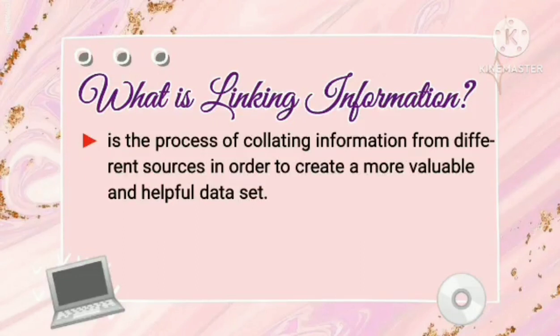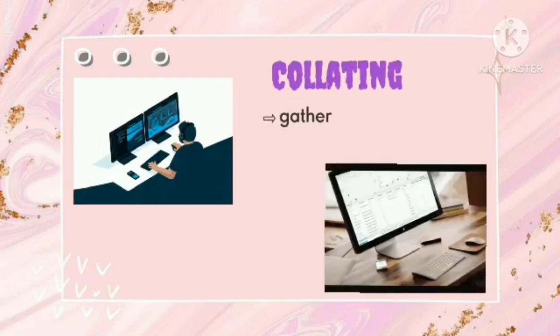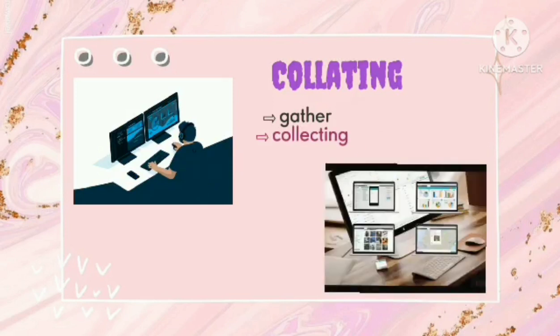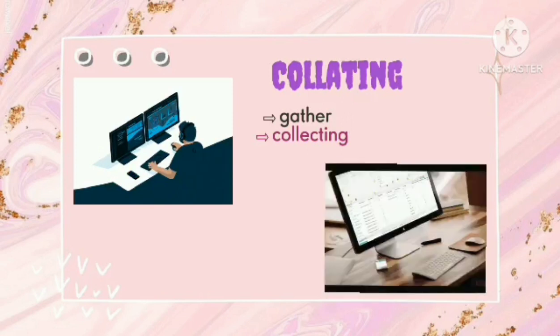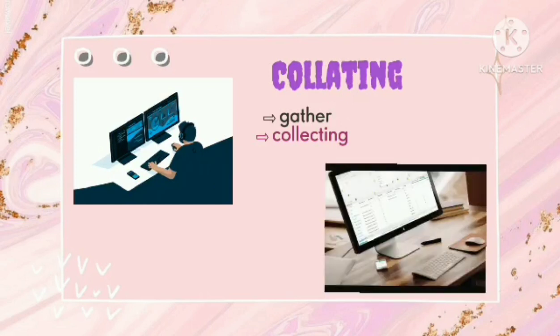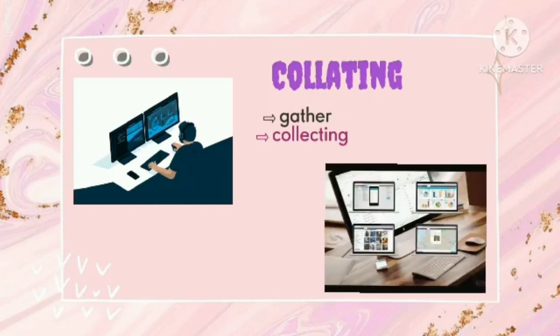So, what is linking information? Linking information is the process of collating information from different sources in order to create a more valuable and helpful data set. When we say collating, it means to gather, collecting, pagkukuha ng mga iba't ibang impormasyon. So linking information simply means that it is a way of gathering a variety of information from magkakaibang aspeto para makabuo ng mas pakipakinabang, maganda at maayos na detalyadong mga impormasyon.